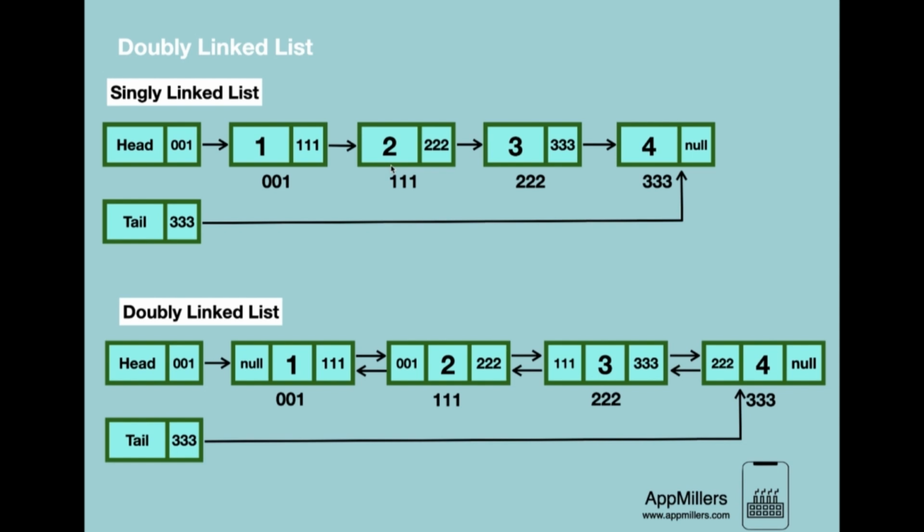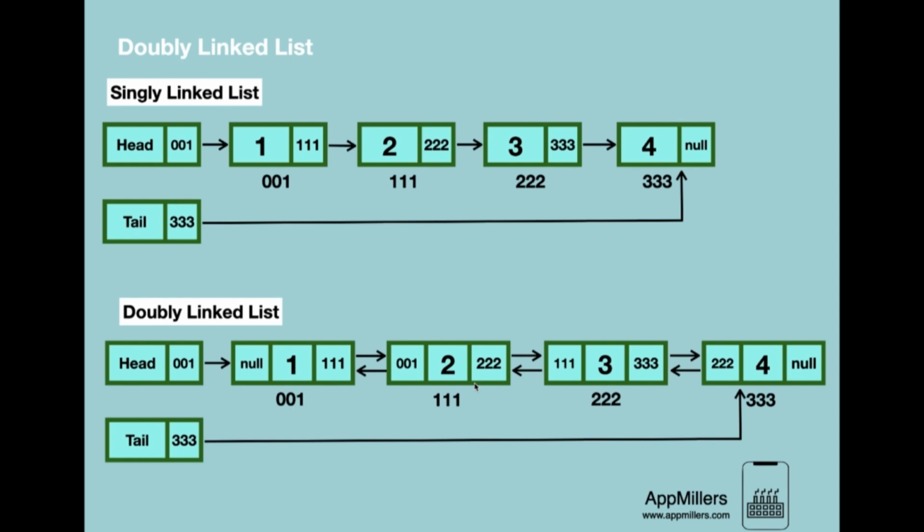To overcome this problem, we have a double linked list. In the double linked list, each node contains two references, to the previous and next node. This allows us to traverse forward and to traverse backward, which means that we can easily come back from node 3 to node 2 and from node 2 to node 3. So in both ways, traversal is possible.